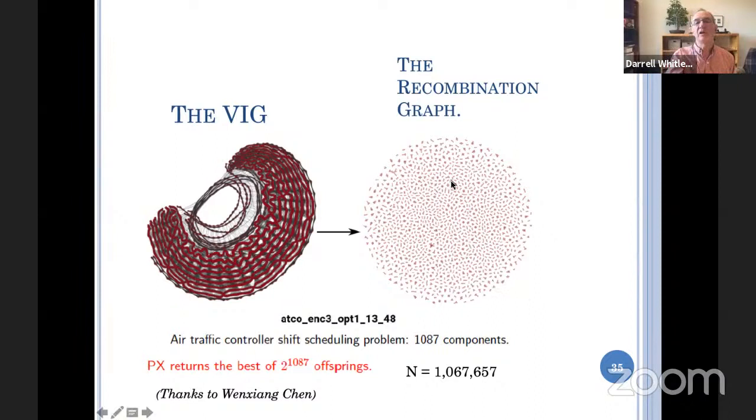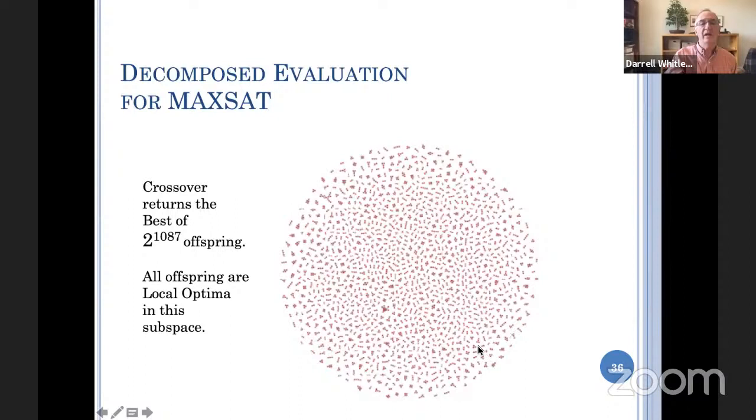Well, we simply look at each one of these little components in here. Okay, so here are the components. Again, all the offspring in this space are locally optimal in this subspace. And we simply look at the component and say, which is better, parent one or parent two? We do that 1,087 times, and we have the best of all of those possible offspring that could be generated. So that's a huge space. And all of these are locally optimal in that subspace.